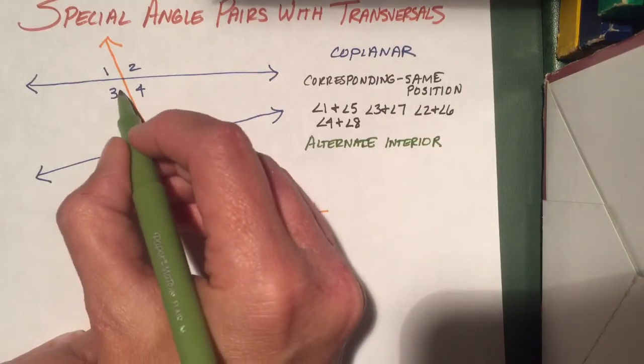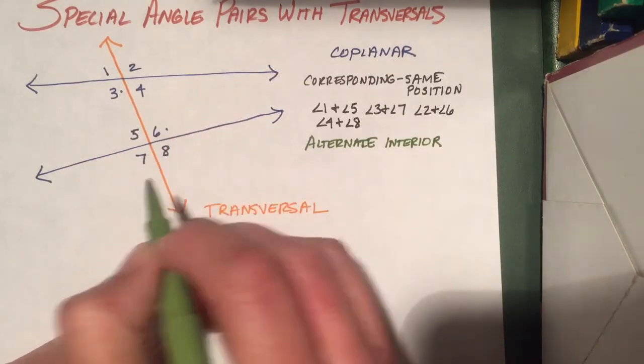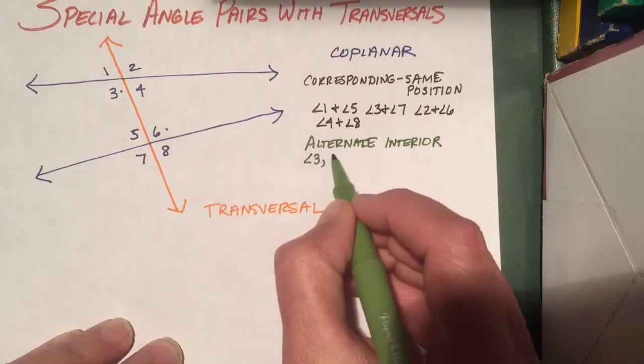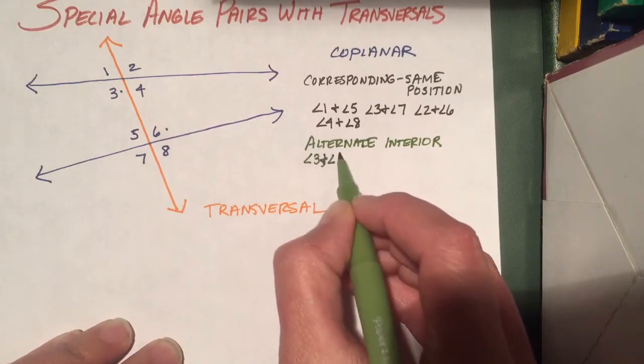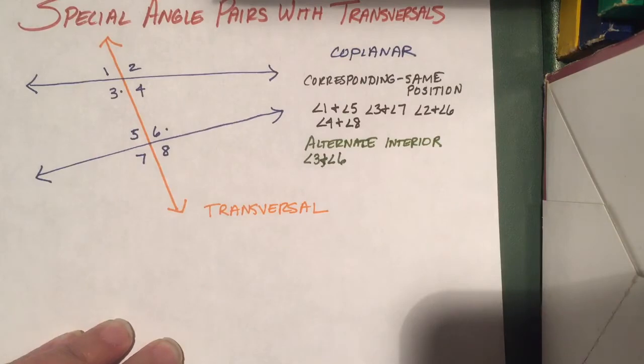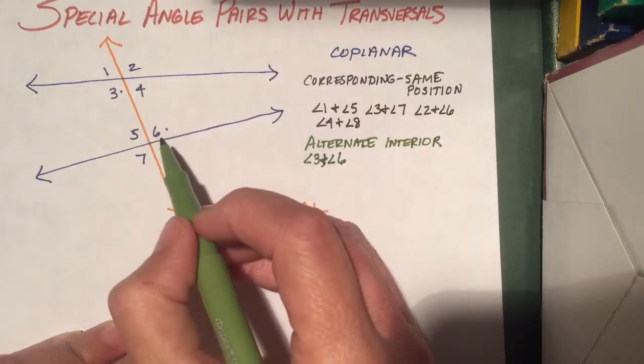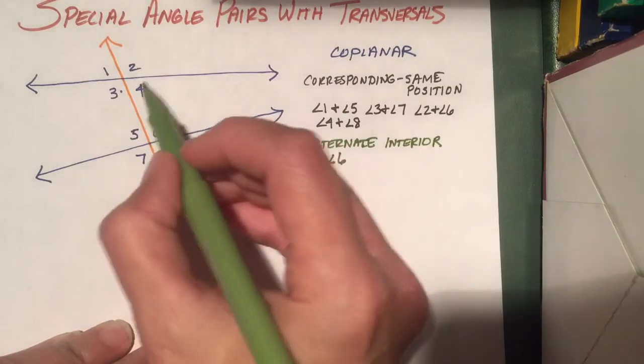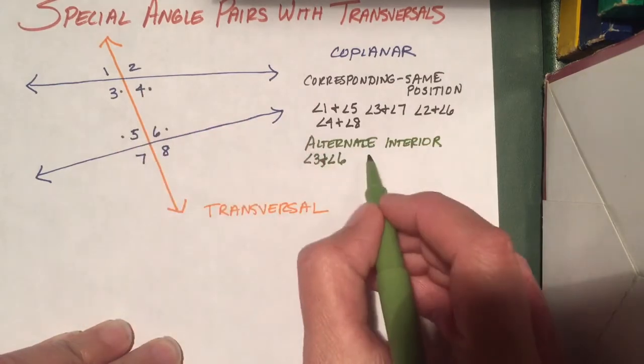Well, the first pair would be angle 3 and angle 6. Angle 3 and angle 6, sorry about that. So angle 3 and angle 6 are alternate interior. The other pair would be angle 4 and angle 5.